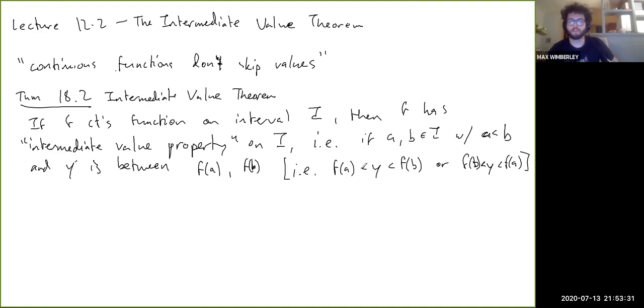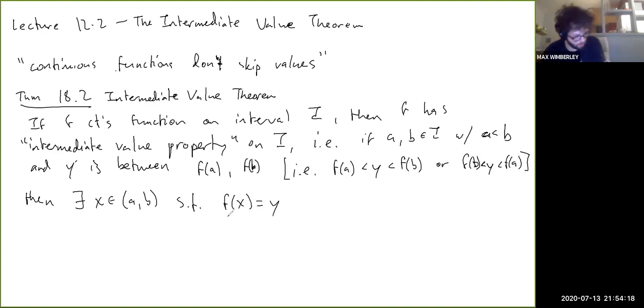And now notice that this assumption implicitly also means that we're assuming that f of A and f of B are not the same number. If f of B and f of A are the same, all bets are off; the intermediate value theorem just doesn't apply to those situations. So we're assuming they're different values, and whichever order they're in, y is somewhere between them. So if y is in between f of A and f of B, then the intermediate value property dictates that there exists an x in (A, B) such that f of x equals y.